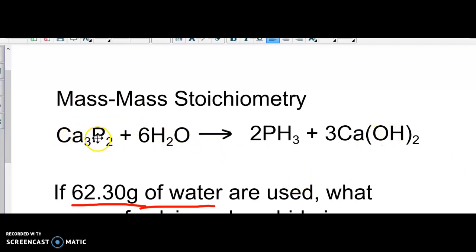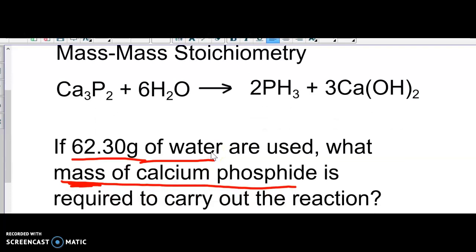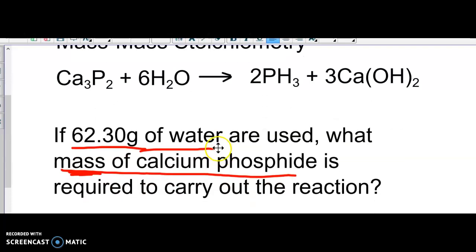Okay, so I'm going to give you the balanced equation to make this simple. So we've got calcium phosphide and 6 moles of water gives us 2 moles of phosphorus trihydride and 3 moles of calcium hydroxide. So here's our first practice problem. If 62.30 grams of water are used, what mass of calcium phosphide is required to carry out the reaction?